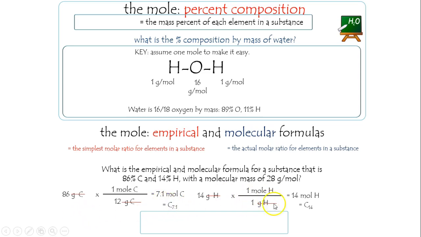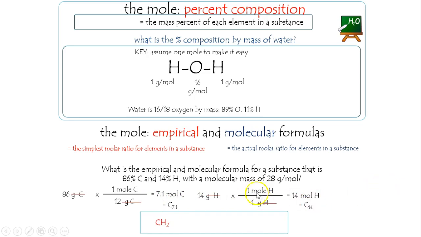The answer is C7.1, and that should be an H. That is a typographical error. Please make that an H. C7.1, H14. There's always a little bit of wiggle room here, especially if you're using whole numbers like this. So this is fine to convert this into C1H2, and that is our empirical formula.